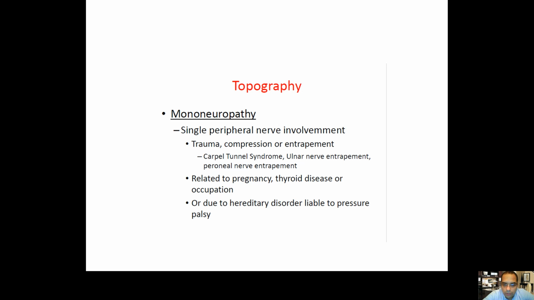Likewise is peroneal nerve entrapment. Peroneal nerve entrapment can happen in certain situations, for example, if there is compression of the legs for a long time, the crossed leg position, for example, and very long flights, this has been noticed. And here we can notice that only one nerve is affected. Other conditions can cause this, like pregnancy, thyroid disorders, and occupation, and maybe due to a hereditary liability to pressure palsy. So in all these circumstances, there is just one nerve that is affected.